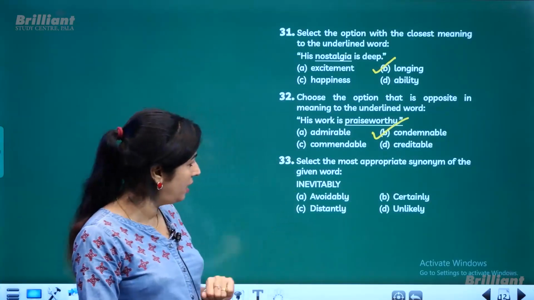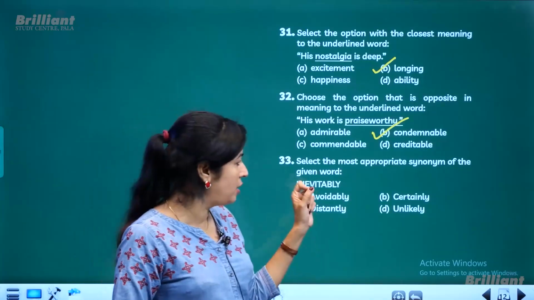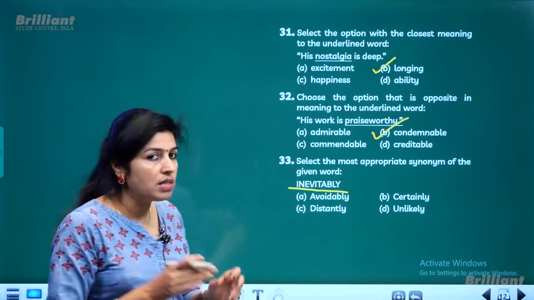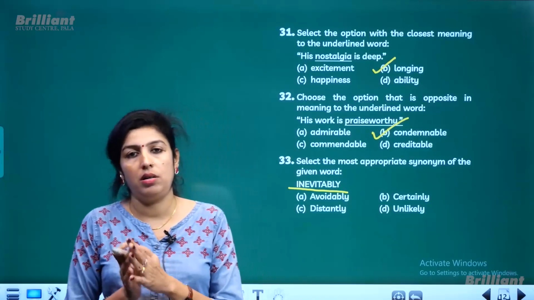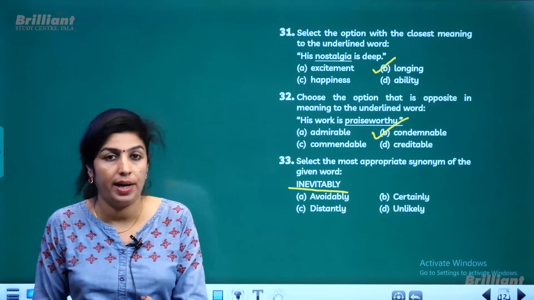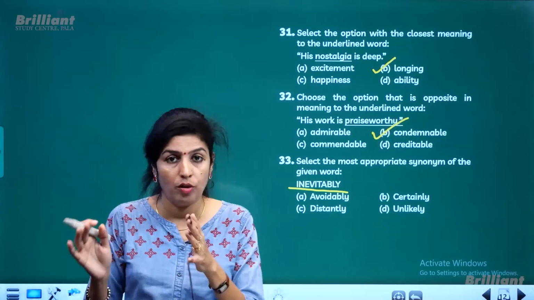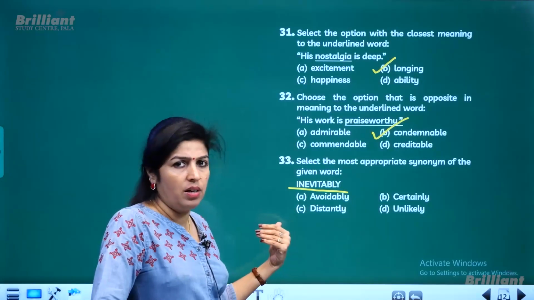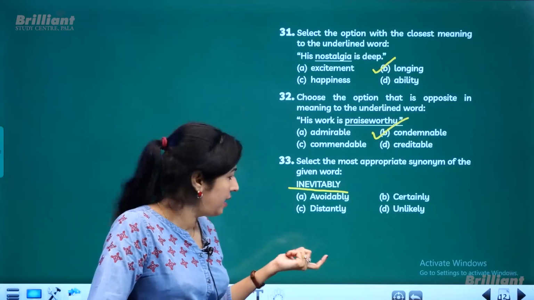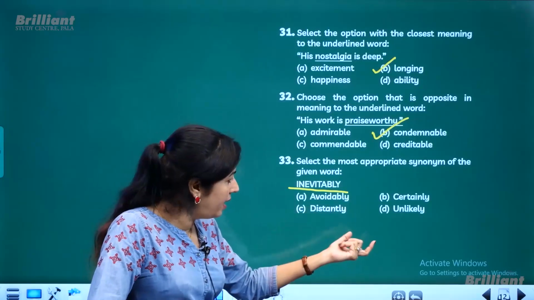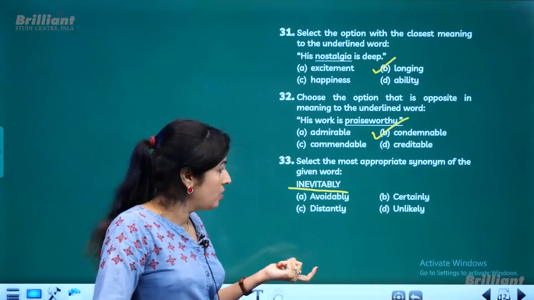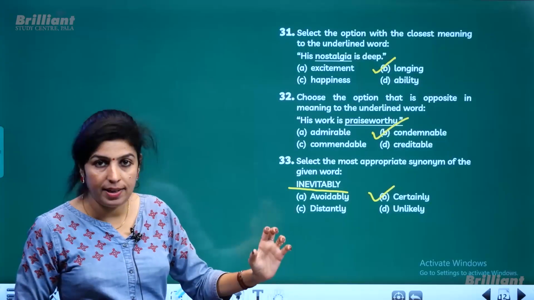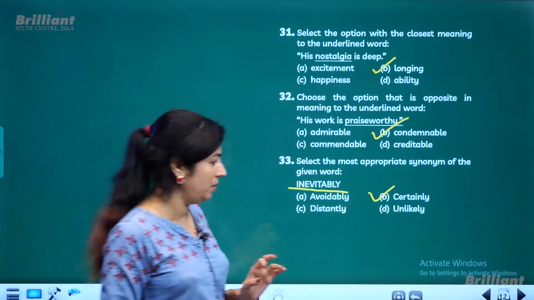Okay. The next is select the most appropriate synonym of the given word inevitably. Inevitably means what? Inevitably means something which is compulsory, something is required, which we have to go for sure, which we have to accept for sure. Avoidably means something could be avoided. Okay. If it is unavoidably, it could have been taken. Then distantly, unlikely, but these are all opposites. So certainly means definitely. So inevitably means definitely or certainly. So this is the correct option. Okay.